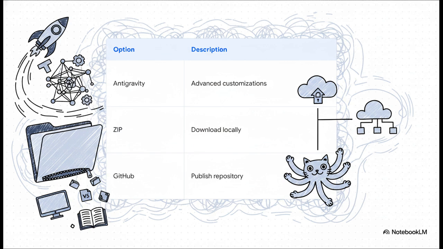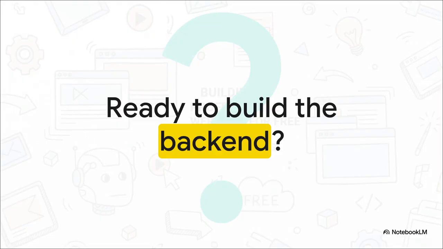But honestly, for the most streamlined path, just connect your GitHub account. You can publish your repository straight from Google AI Studio. It's super flexible, and it means you have 100% ownership over the final product. And that wraps up our visual design phase.